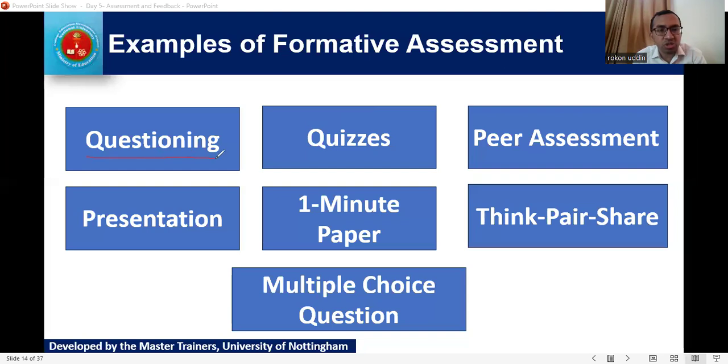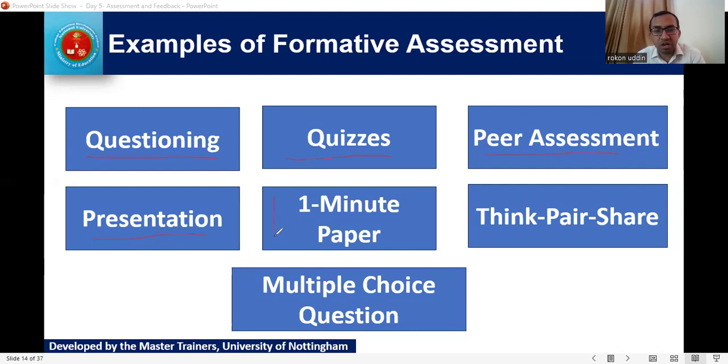You can ask your students questions. You can give them quizzes, and peers can assess. Peer assessment can be there. One student can assess the other student. Also presentation: your student can do a class presentation, and you can assess them. You know how we assess you through presentation. In the afternoon session, you give a presentation, and we assess. Also, we give you feedback.